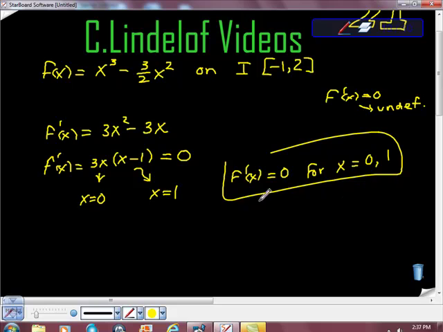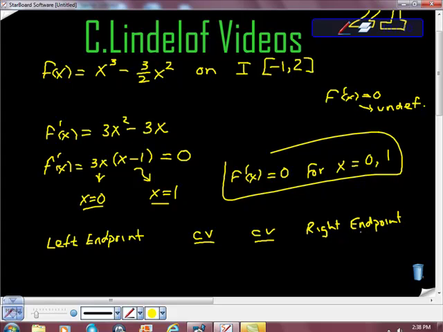Now what I'm going to do is follow the rules for finding extrema. And so what we're supposed to do is evaluate the endpoints. So we're going to take the left endpoint, the critical values, and there are two of them. This is one and here's the other. So CV, sometimes called critical numbers. CV here, critical value or critical number there. And then the right endpoint. And then I'm going to evaluate at those values.